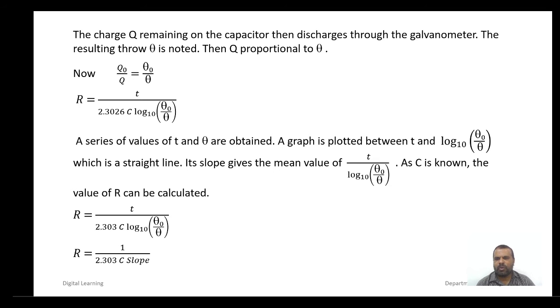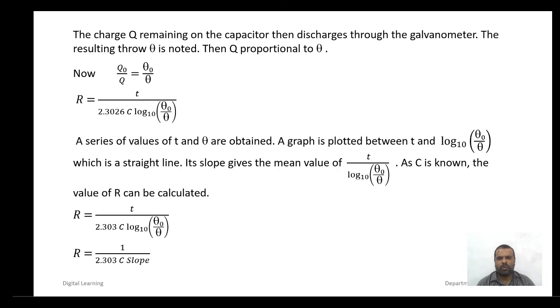Therefore, R is equal to t divided by 2.3026 into C log of theta naught divided by theta to the base 10. A series of values of t and theta are obtained. A graph is plotted between t and log of theta naught divided by theta to the base 10, which is a straight line. Its slope gives the mean value of t divided by log of theta naught by theta to the base 10. As C is known, the value of R can be calculated.